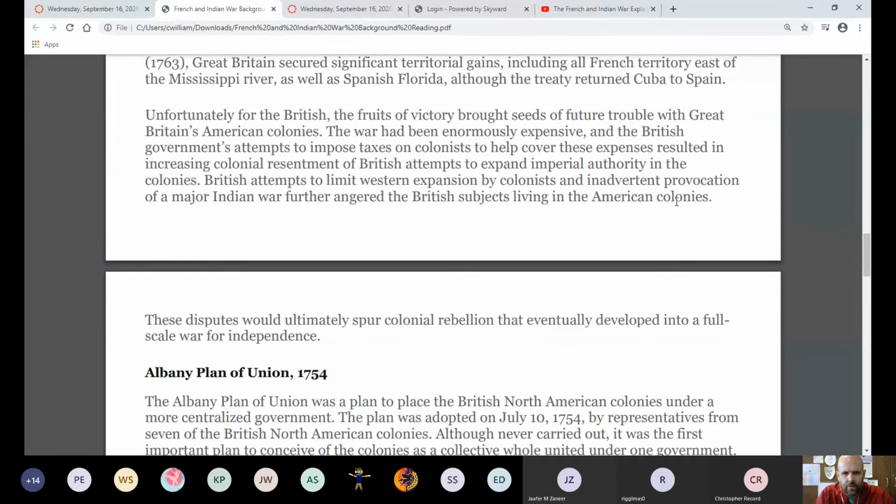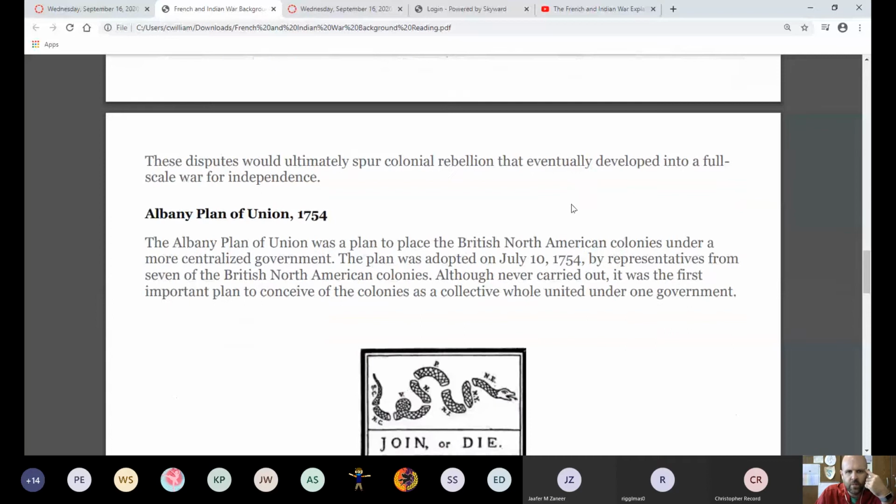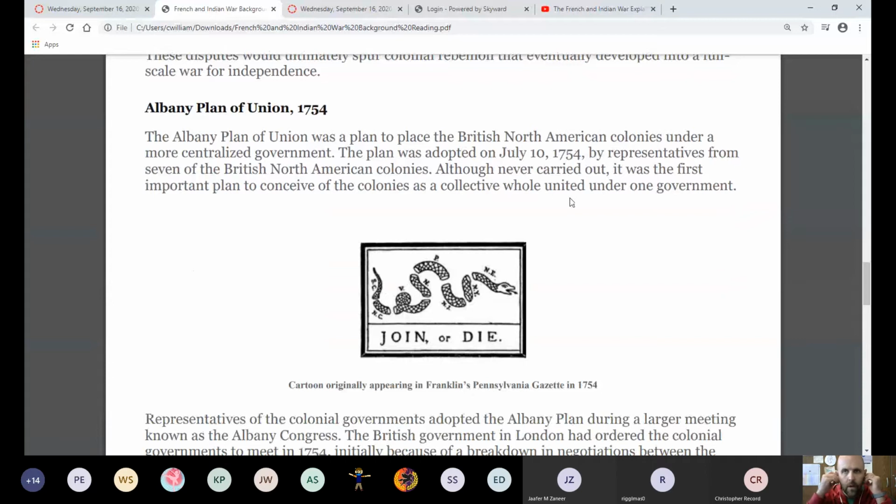British attempts to limit westward expansion by colonists and inadvertent provocation of a major Indian war further angered the British subjects living in the American colonies. These disputes would ultimately spur colonial rebellion that eventually developed into a full-scale war for independence. Now, when the war started, there were attempts made to organize some kind of collective union among the 13 colonies. And that's the last thing we're going to talk about real quick.